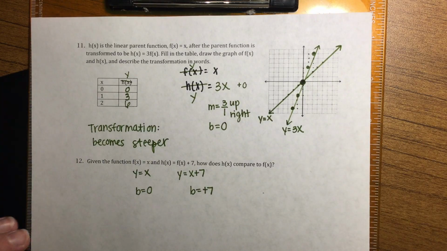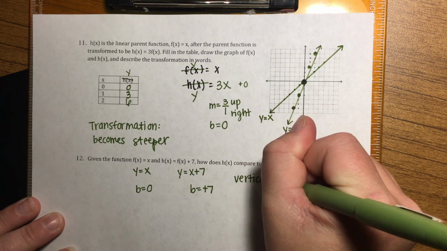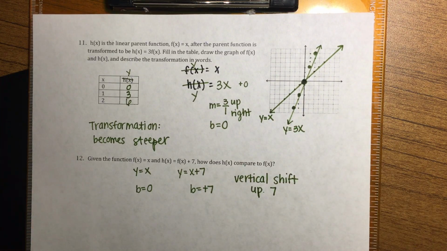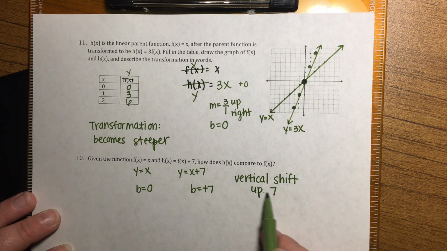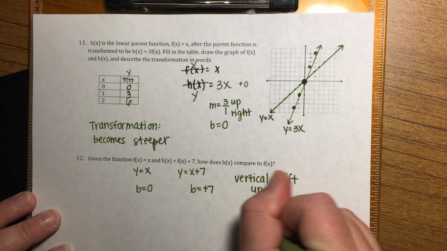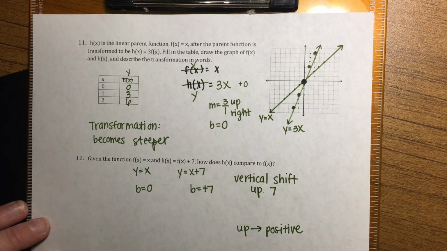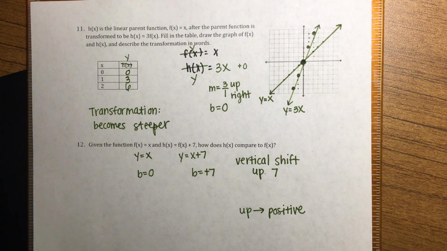So I will have a vertical shift up 7. It can also be called a positive shift. So instead of up, it can be called a positive shift up 7. If you see the word positive with shift, that means it's going up. So that should be the whole entire review. Please make sure you study this for your test.